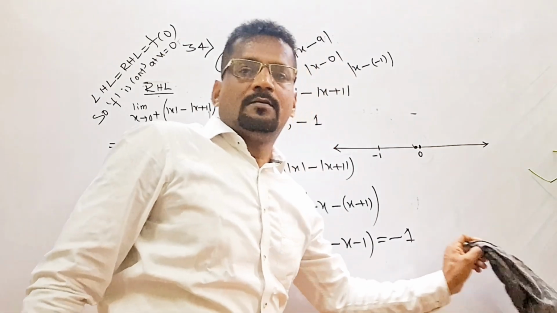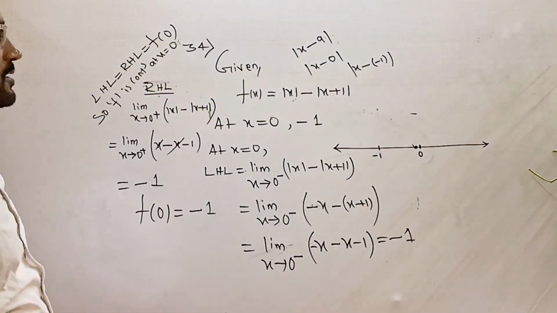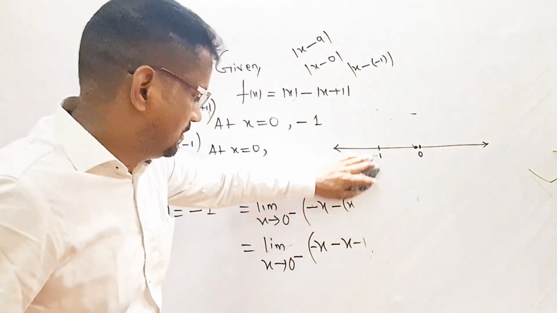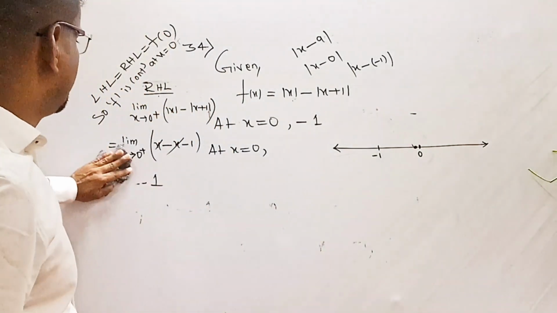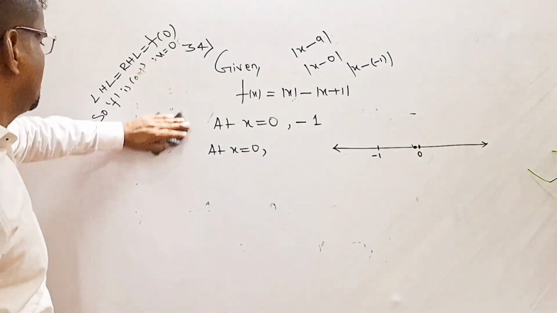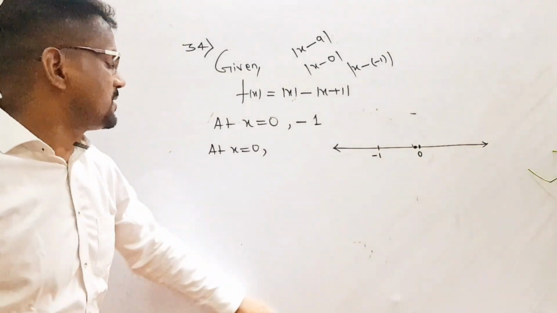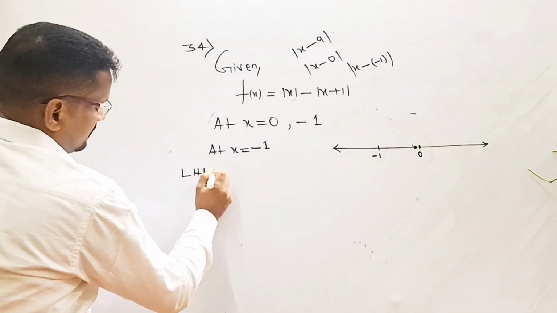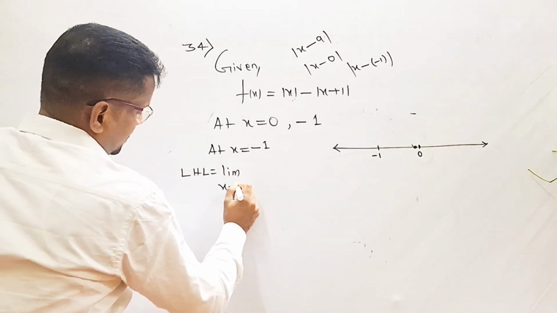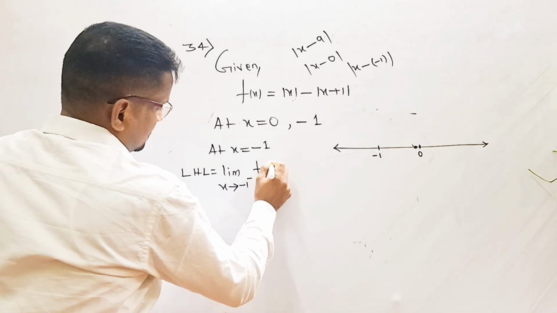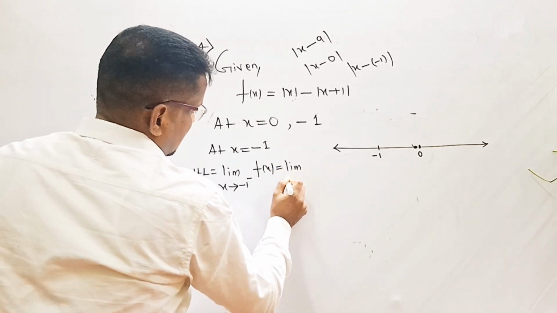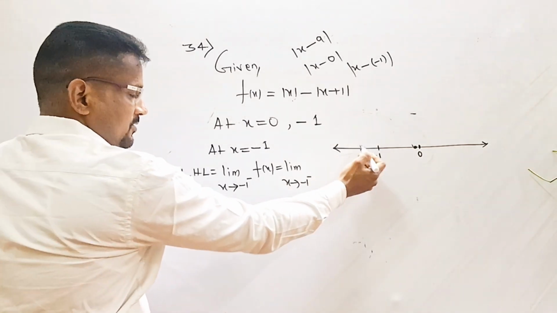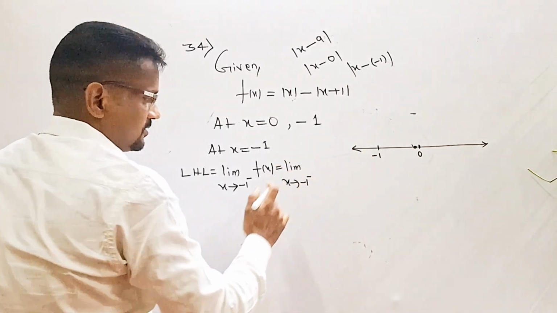Next, another point is there, that is at negative 1. Now let us check at the point negative 1 whether f is continuous or not. So see what happens at x equals negative 1. As usual, find the left hand limit: limit x tends to negative 1 negative of f of x. This negative means the value of x to the left side of negative 1. Therefore, that representation we are using this symbol.